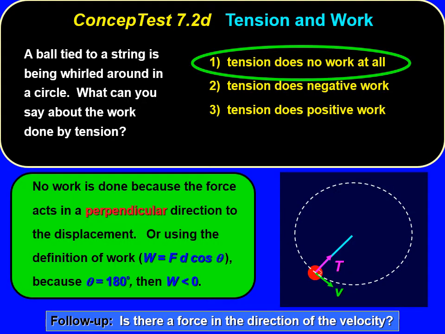So the tension does no work at all, because, as we talked about something very similar to this last time, the tension force is pushing in towards the center the whole time. The displacement is always perpendicular to that. It's always going along the circular path. So the displacement and the force are always going to be perpendicular to one another, so the amount of work is always going to be 0.